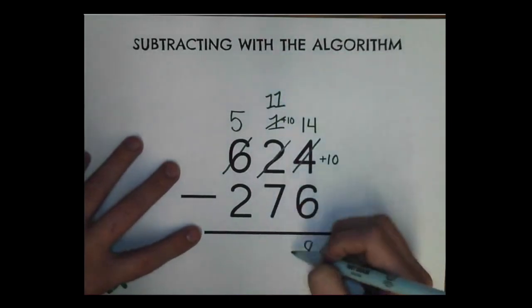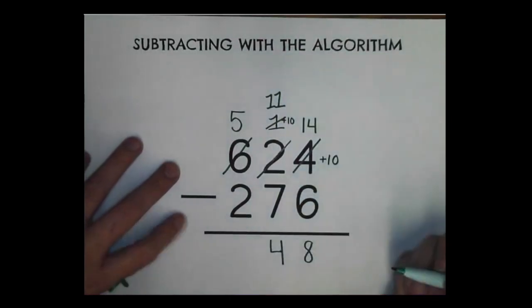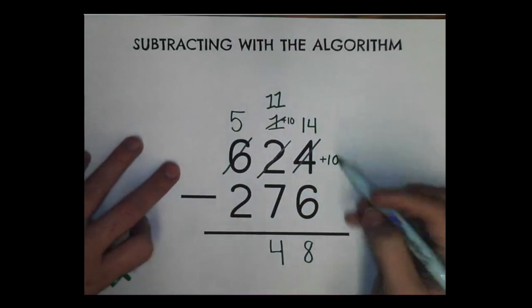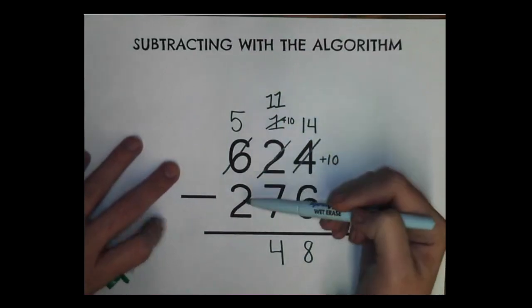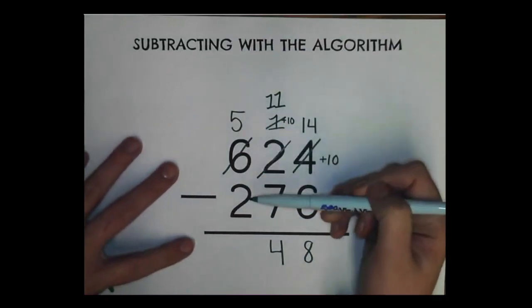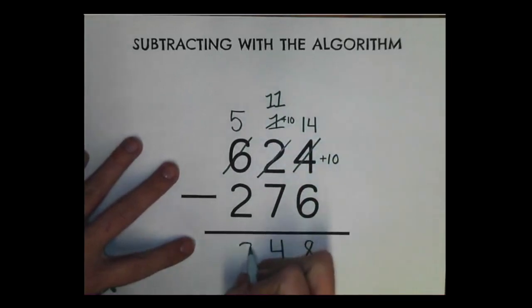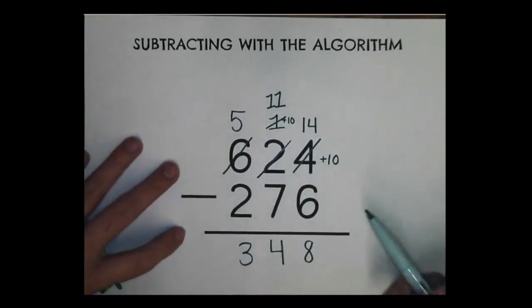Now I move on to my 100s, and I have enough to take away 2, so 5 take away 2, I have 3 left. So my difference between 624 and 276 is 348.